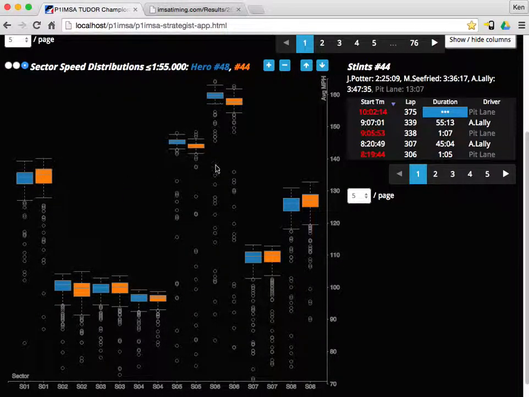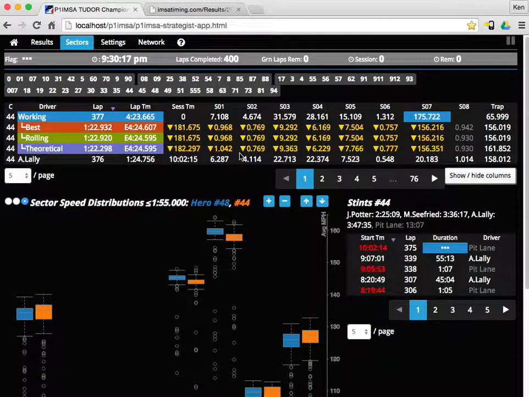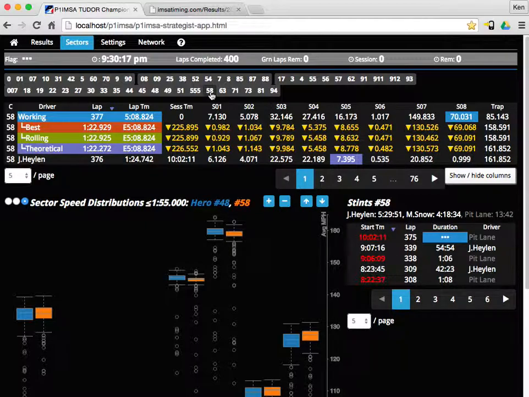But what's interesting here is, if we look at the speed trap here, sector 6, overall our average miles per hour there is faster than the 44 car, and likewise the same happens over here. And as you might guess, we can pick any car we'd like, so we can pick one of our other competitors here and see what's happening.